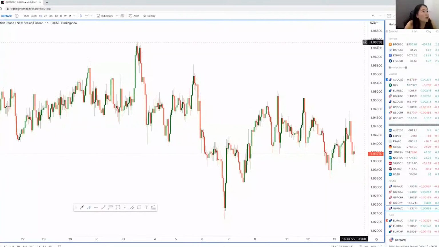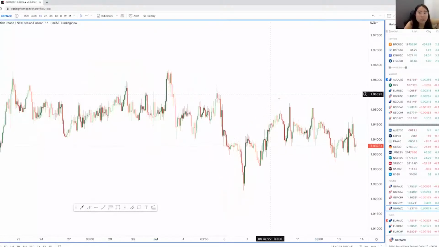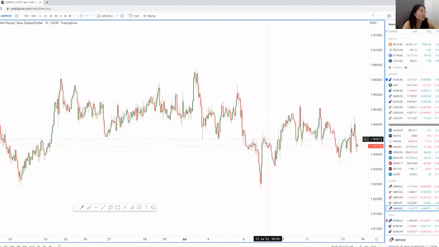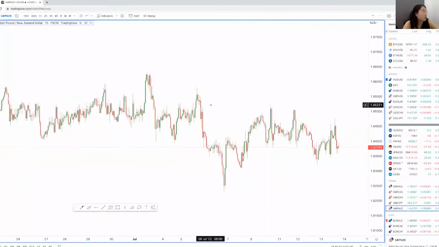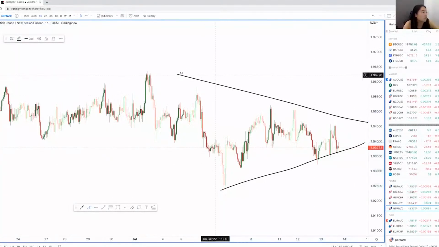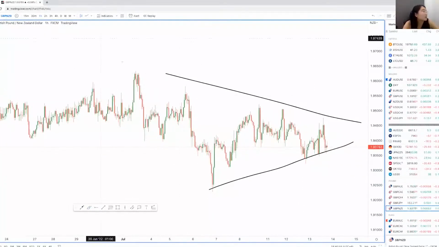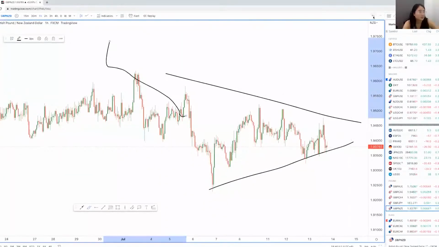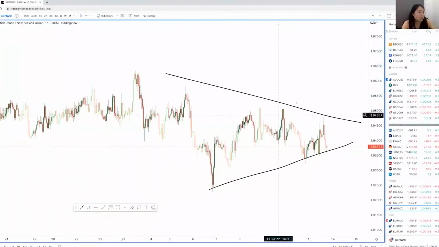One thing about the moving average that you guys might want to know is that the moving average works very well on trending markets. You can see here that the market is kind of going sideways. There's a little bit of a triangle going on, but it works better when it is ranging.